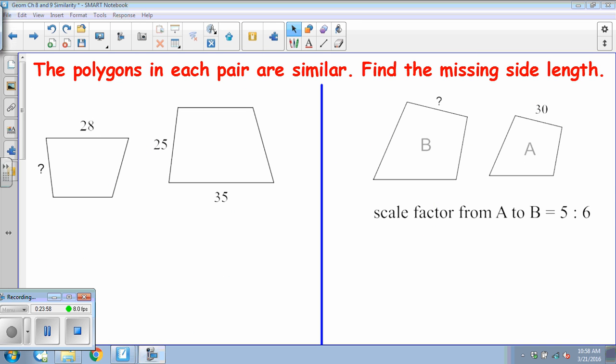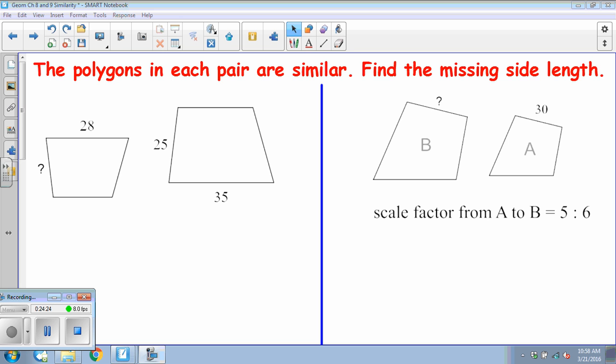Okay, let's see if you can figure these out. It says the polygons in each pair are similar. Find the missing side length. So it's two separate problems. In the first one, they don't draw them matching up directly equal to each other. So you've got to figure out which sides match what sides, what corresponds with what, so that you can set up that proportion.